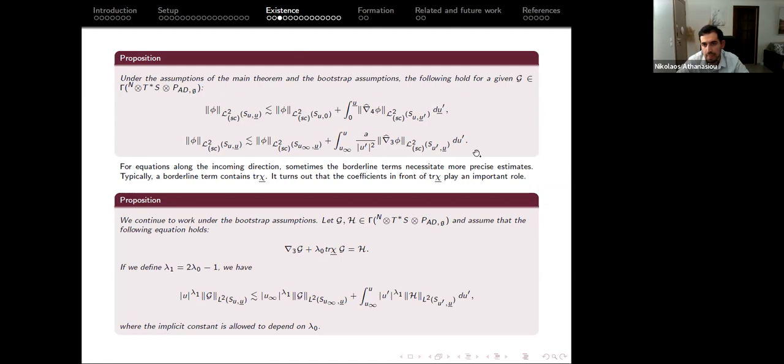But actually, for equations along the E3 direction, sometimes the borderline terms that we get in our analysis necessitate more precise estimates. Typically, a borderline term contains trace chi bar, which behaves like u squared over a. This is the worst Ricci coefficient throughout this work. It turns out that the coefficients in front of trace chi bar play an important role in the following sense. If nabla 3 g plus lambda 0 trace chi bar g is some other term h, and if lambda 1 equals 2 lambda 0 minus 1, we have a sort of weighted transport inequality that is actually better in terms of the analysis compared to this. And this is the one in our work which we mostly use when we deal with nabla 3 equations.